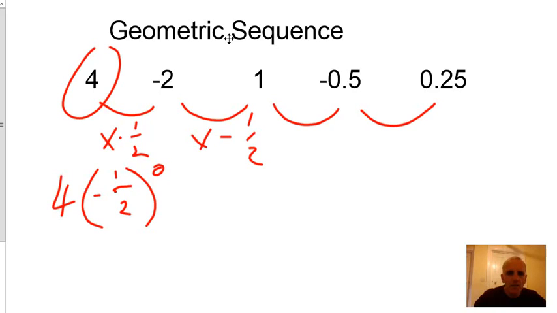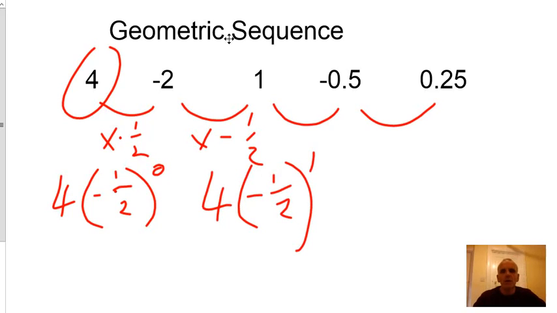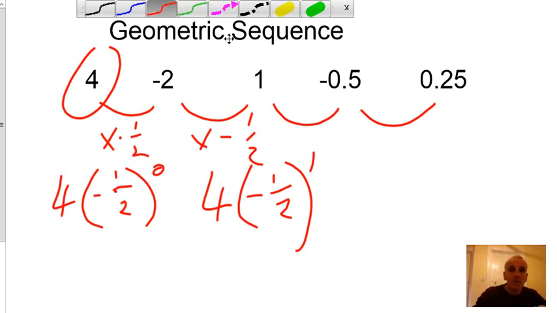Let's try the second term. The second term is 4 multiplied by minus a half to the power of 1. And so on. Well, there you go. I should really be able to write the nth term. If I understand what's happening, I can write the nth term down. So what's it going to be?